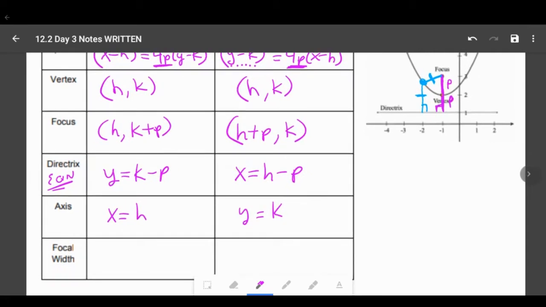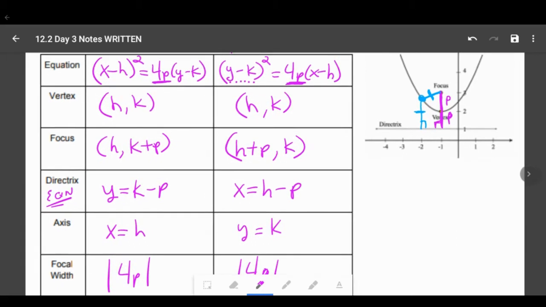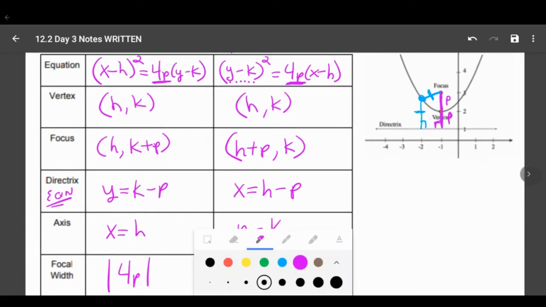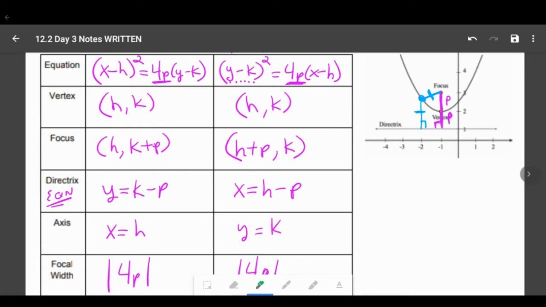If you look at the equation, we had that 4p in there. So the focal width is actually just the absolute value of 4p, because it's always a length. That's why you look at the absolute value of it. But as you look at what that actually is in the diagram, and I'm going to move this blue line here for a second, if I were to go parallel to my directrix through the focus, hence focal width, that green line is my focal width.